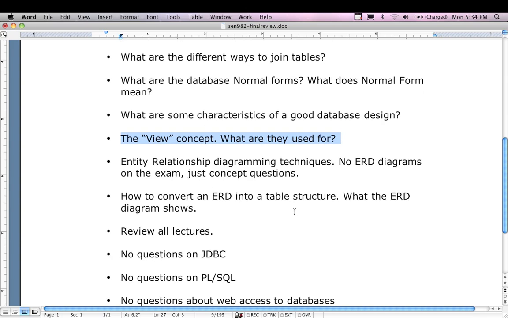All right, so what's not on the exam? No entity relationship diagramming. There's nothing about the diagram, nothing about creating the diagram, nothing about just concepts in terms of what it's doing. How to convert the entity relationship into a table structure, what the entity relationship diagram shows, but nothing about the step-by-step translation of the diagram into the tables. It's just on the concept of translation.